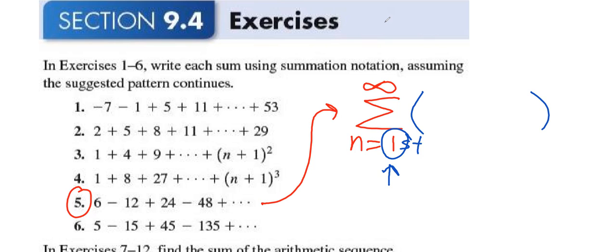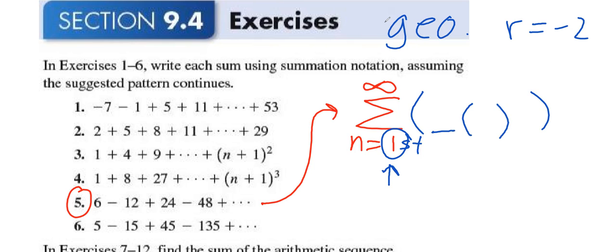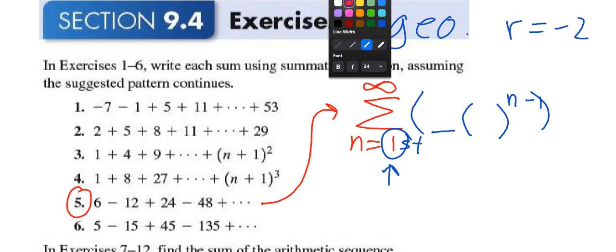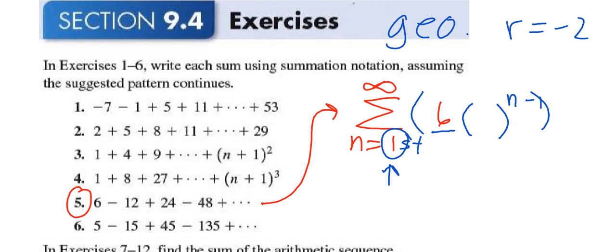Inside here needs to be an explicit formula. And what kind of series are we dealing with? This is geometric, right? And if it's geometric, what's the multiplier? -2. Any term divided by the previous term. Okay, so at this point of your career, you should probably know how to write explicit formulas for geometric. And the first term is 6, and the multiplier is -2 raised to the n minus 1 power. Sorry, my parenthesis kind of got, I'll move that over a little bit.